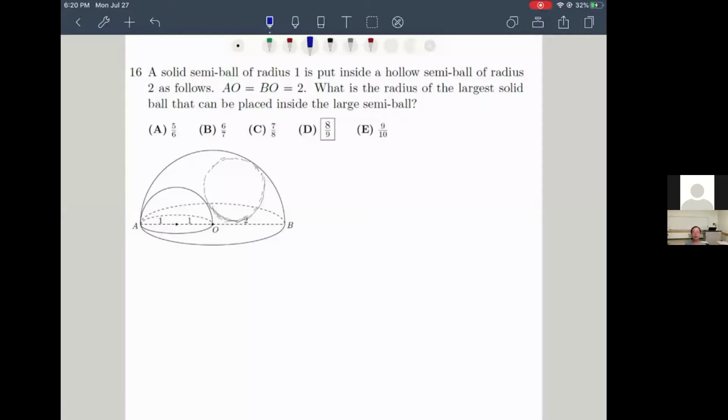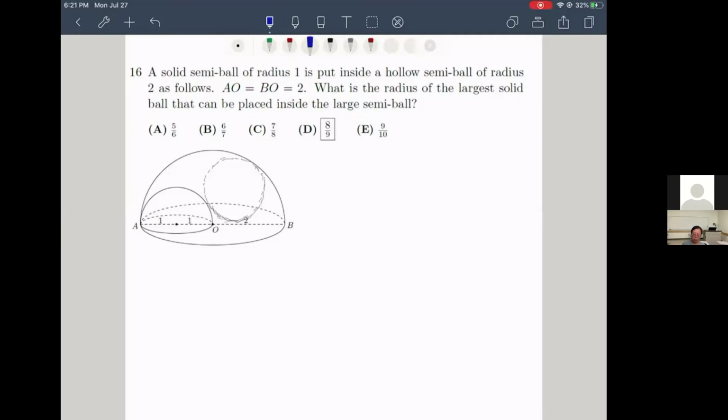Problem 16. As shown in this picture, there is a small solid semi-ball, and there is a larger hollow semi-ball. The small semi-ball is inside of the larger semi-ball, and the diameters are given as 1 and 2 respectively. We want to find the largest solid ball that we can put inside of the semi-hollow ball. To make it the largest, the solid ball needs to be tangent with the base, the bottom. It also needs to be tangent with the other two semi-balls.